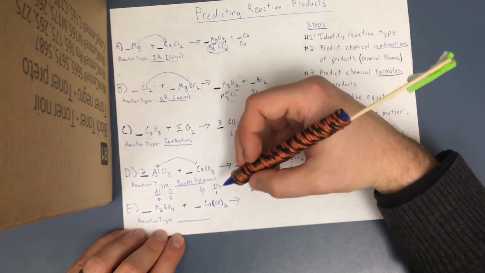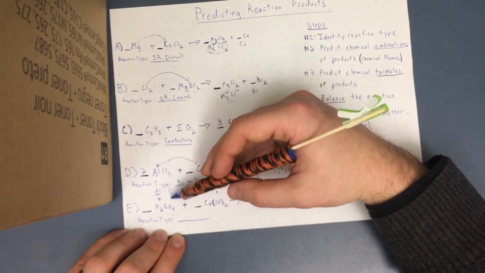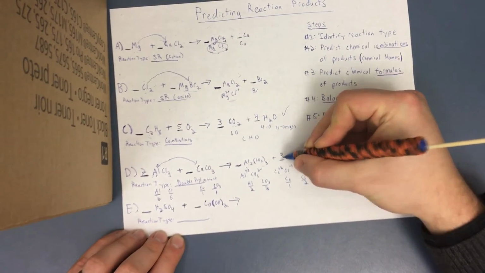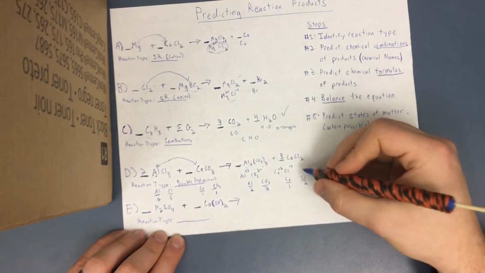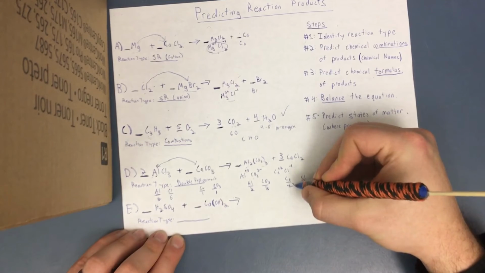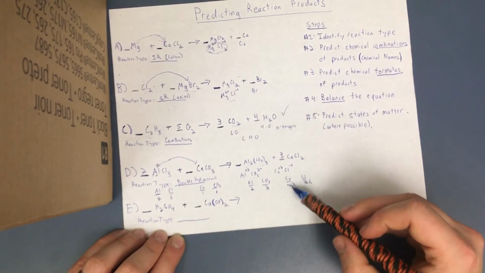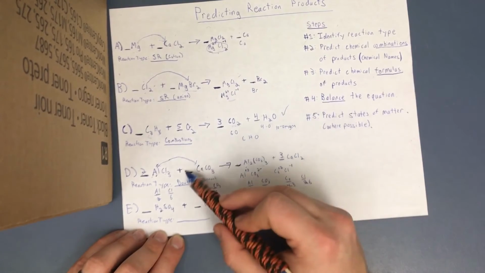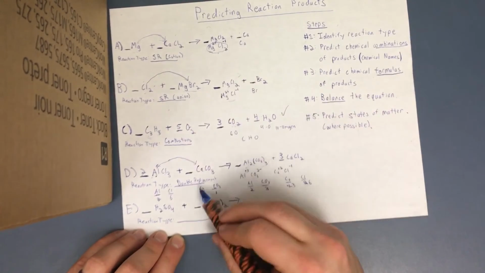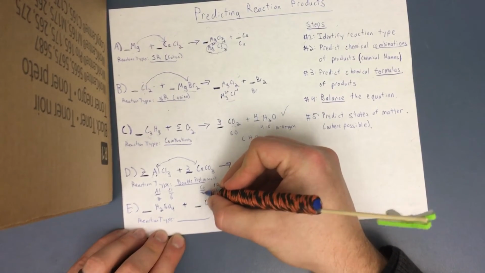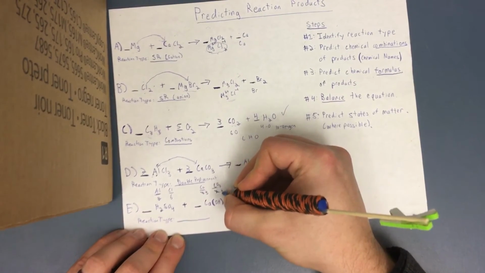So we then need to fix the chlorines. The chlorines are out of whack. We have 6 chlorines here and only 2 here, so to fix that, we'll place a 3 over here. That means we now have 3 calciums and 6 chlorines, and now our calciums are screwed up. So we need to balance with calcium over here. We have 3 here and 1 here, so we'll multiply this by 3. That gives us 3 calciums and 3 carbonates.